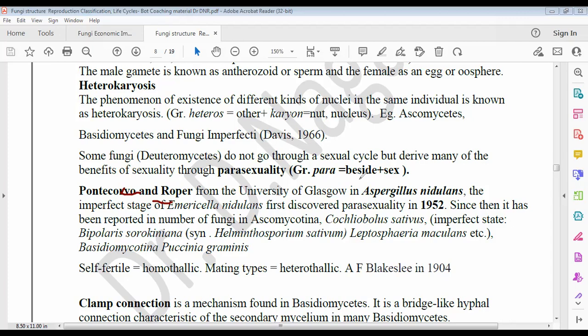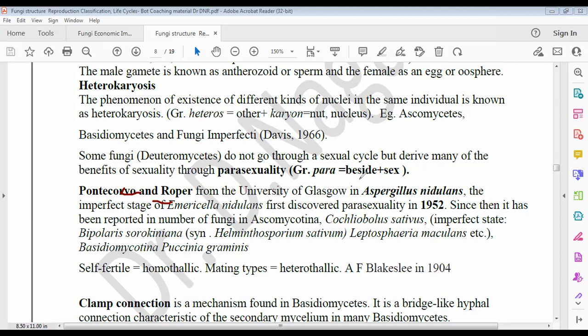Which group of fungi is called imperfect fungi? Asexual reproduction. Which group is asked? This question has been raised many times. Which group of fungi is called dustbin fungi? Deuteromycotina. Deuteromycetes fungi.